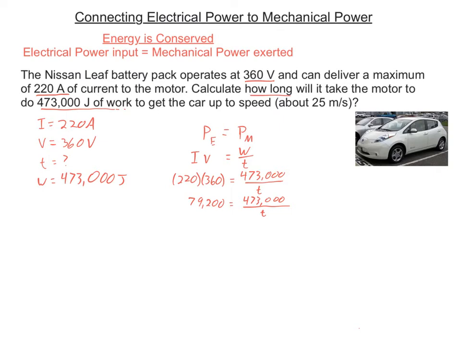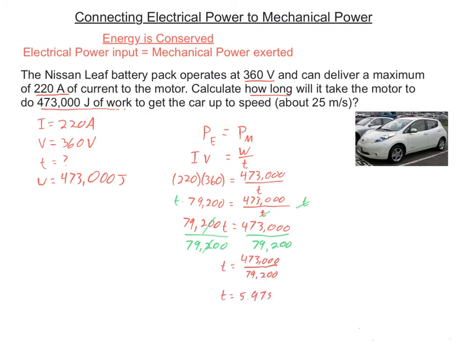Now this would be a good spot to remind you of the algebra. Notice that the t here is in the denominator. The variable that I want is in the denominator, so I've got to get it out of the denominator. Let's multiply the t over to the other side. That way it cancels out over here, leaving me 79,200t equals my 473,000. Now it becomes obvious what my next step is. I have my time on this side of the equation. Let's divide both sides by 79,200.